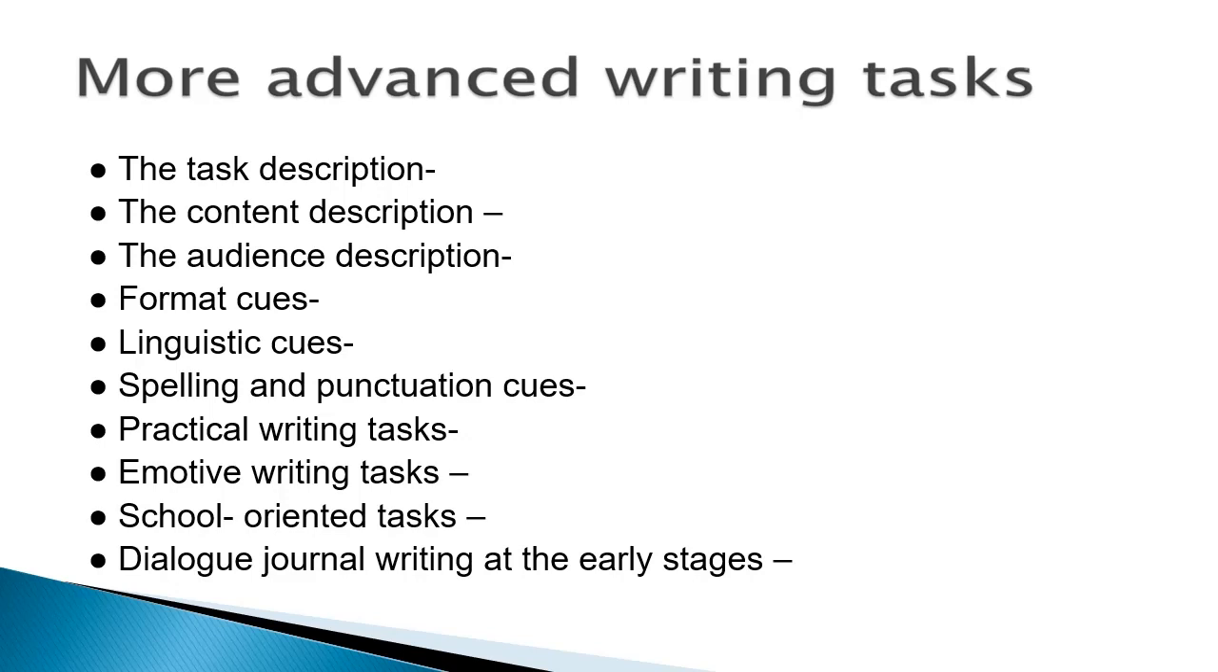So the first thing you need to keep in mind is the task description. You need to make sure it presents students with the goal of the task and its importance. The content description presents students with possible content areas that are relevant to the task, for example, social studies, science, etc. The audience description guides students in developing an understanding of the intended audience, its background, needs, and expectations.